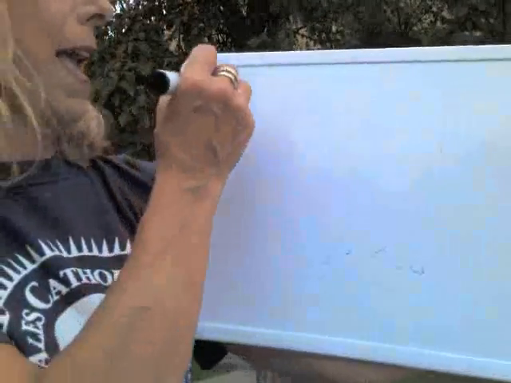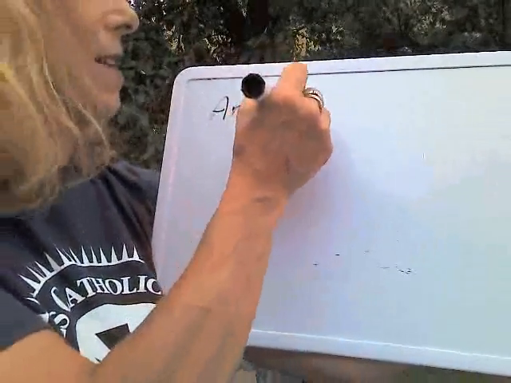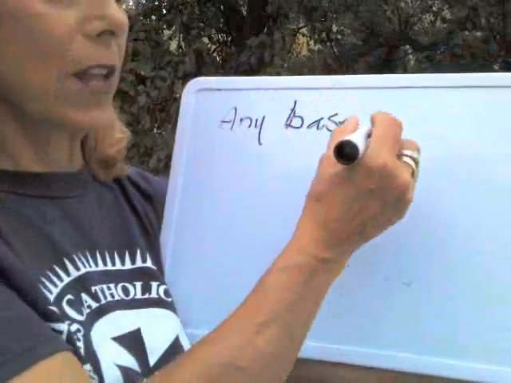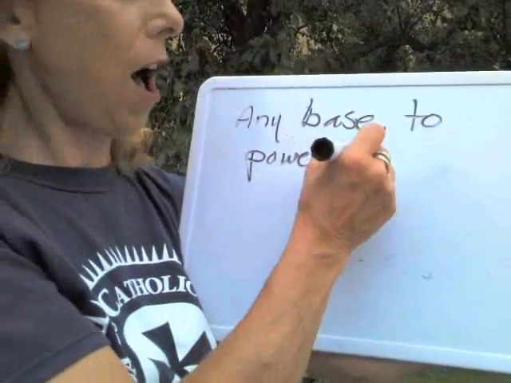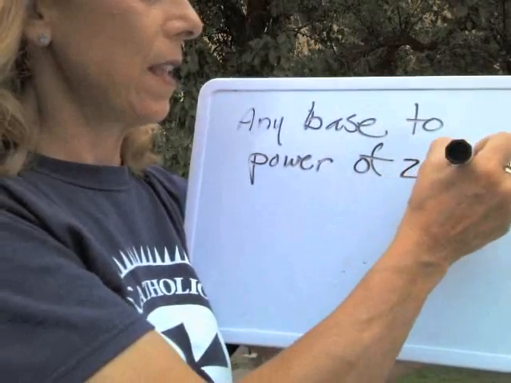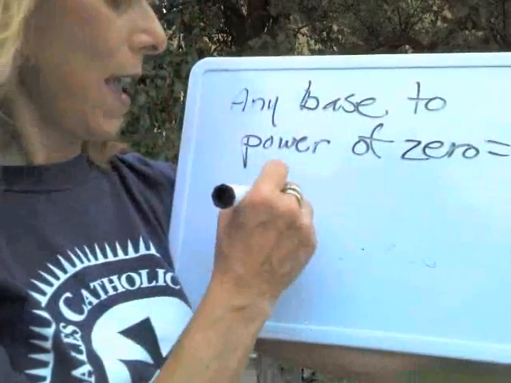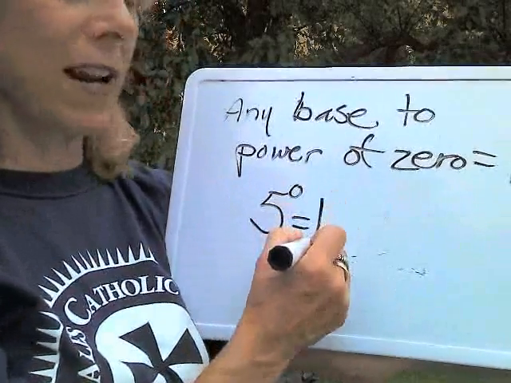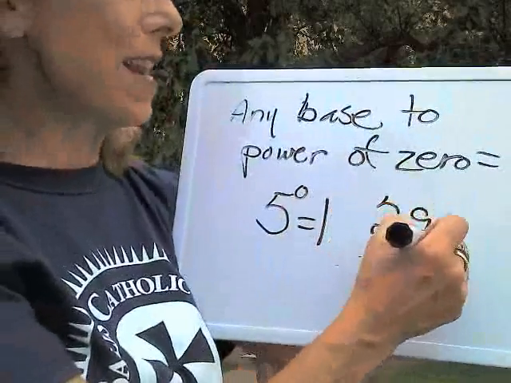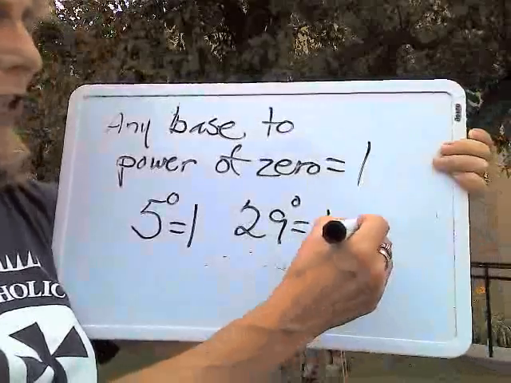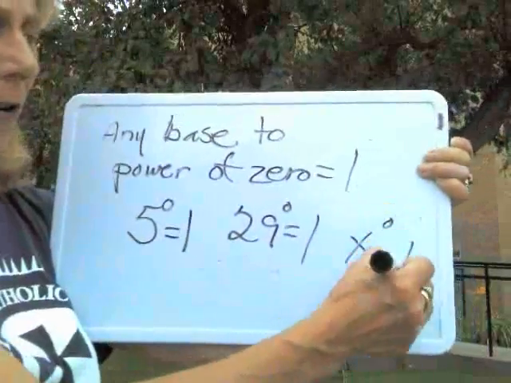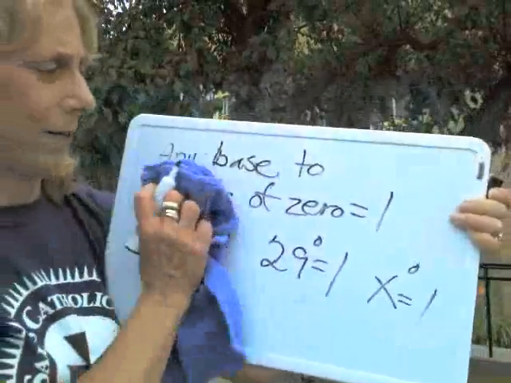Number 1, any base at all to the power of 0 equals 1. So that means 5 to the 0 power equals 1. 29 to the 0 power equals 1. Even when we do our algebra, x to the 0 power equals 1.